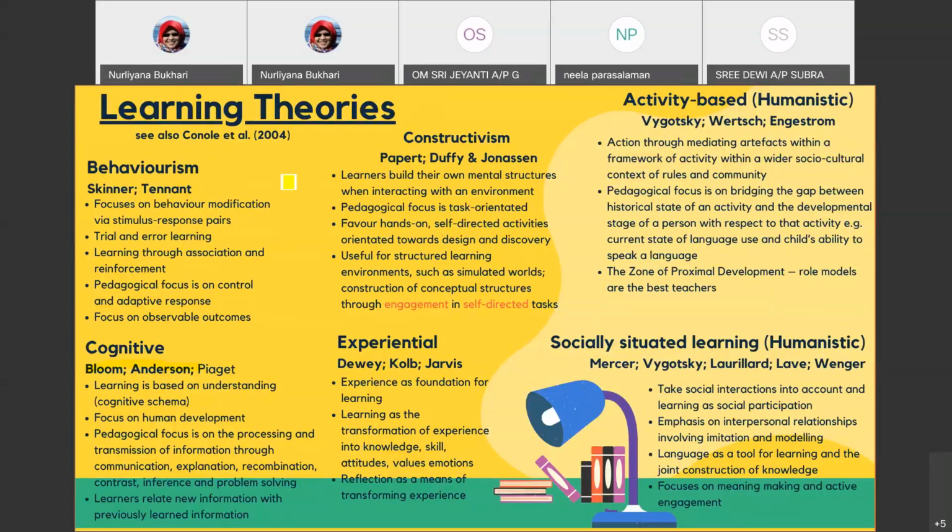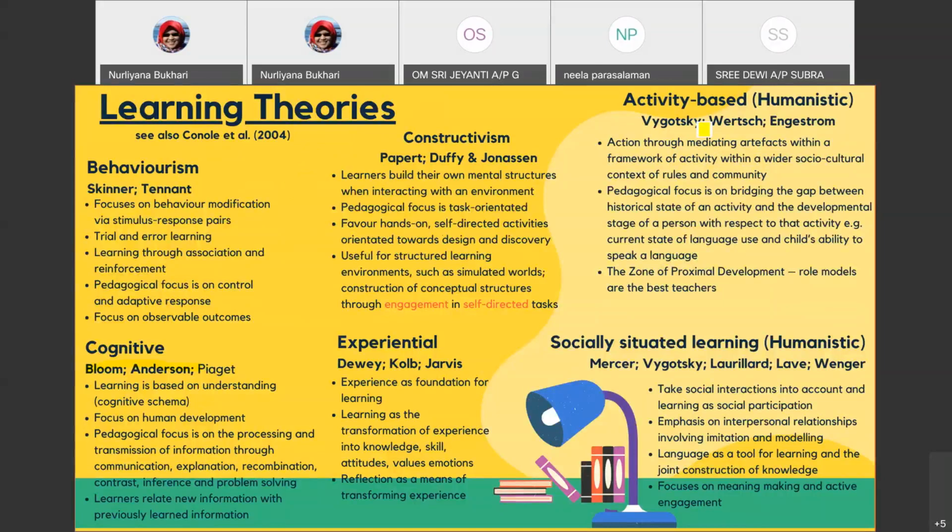Okay, those are very old. Here I'm not teaching you theories, but I'm telling you these are the learning theories available, and how things are related. The theories can be connected to each other too.